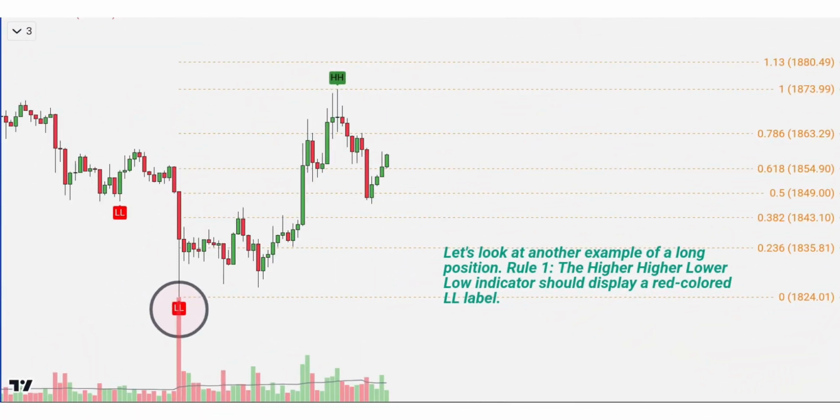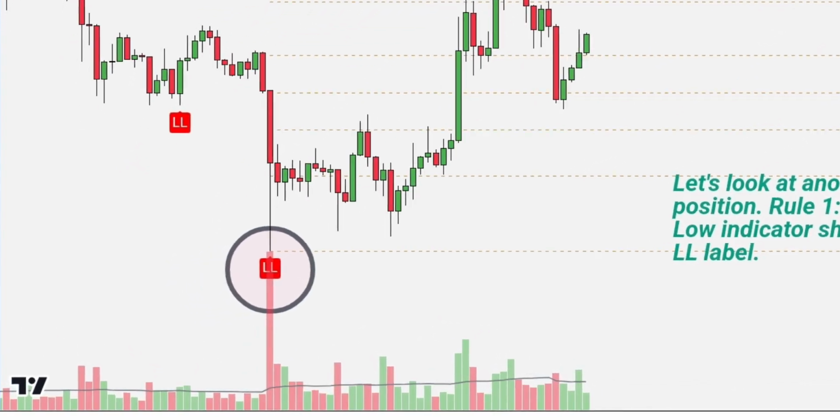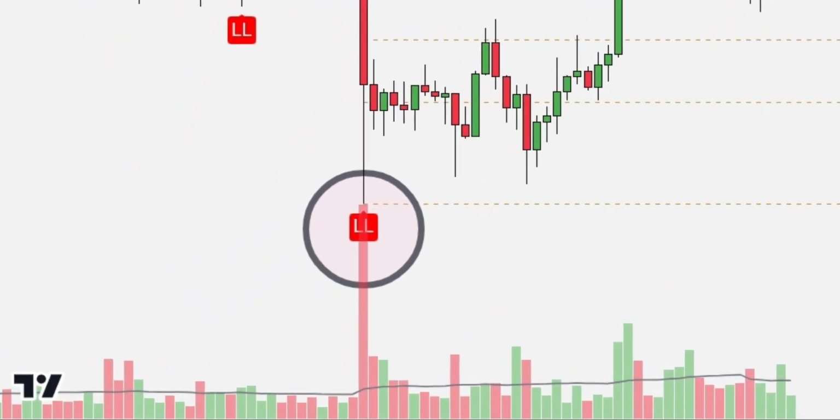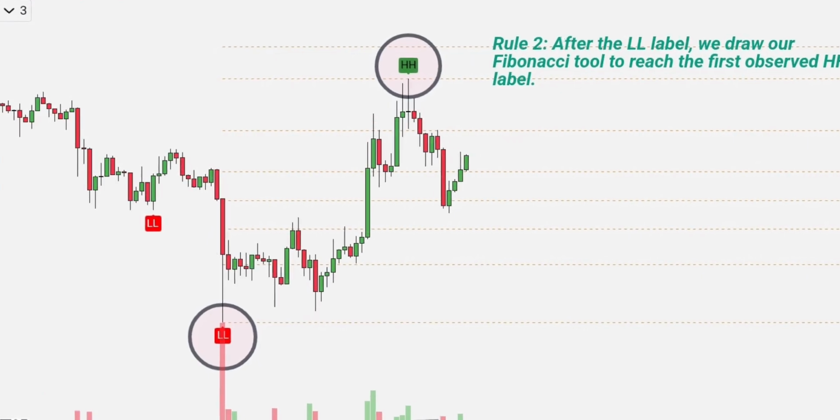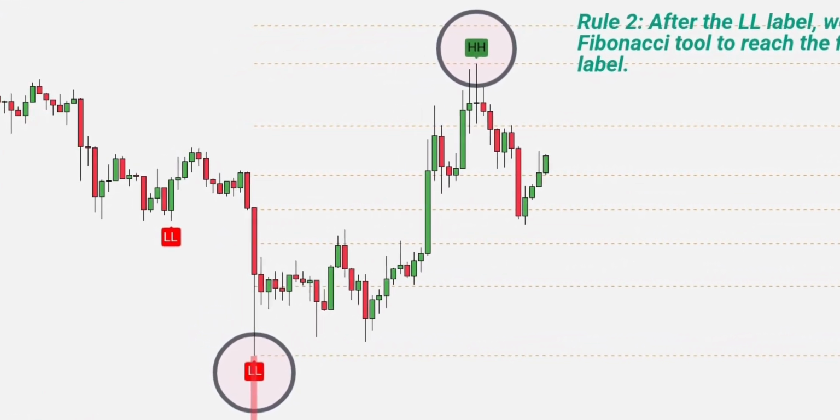Let's look at another example of a long position. Rule 1. The higher lower low indicator should display a red-colored LL label. Rule 2. After the LL label, we draw our Fibonacci tool to reach the first observed HH label.